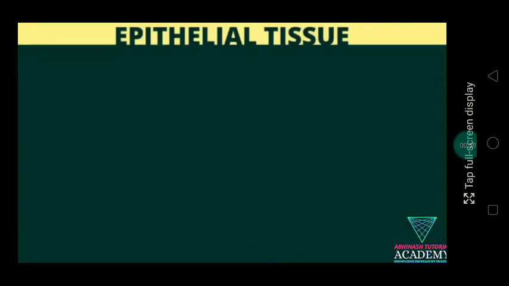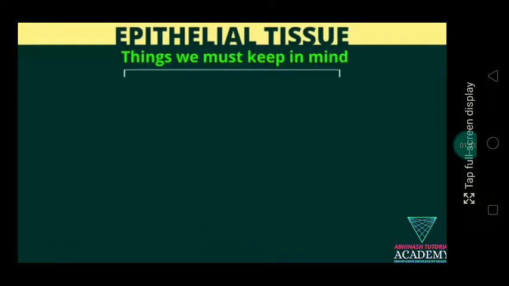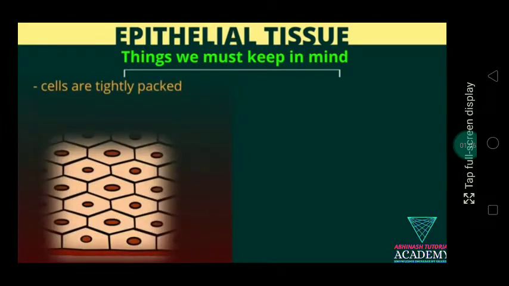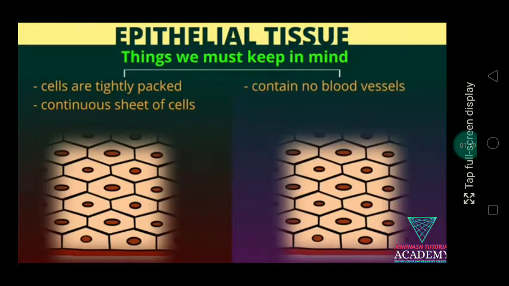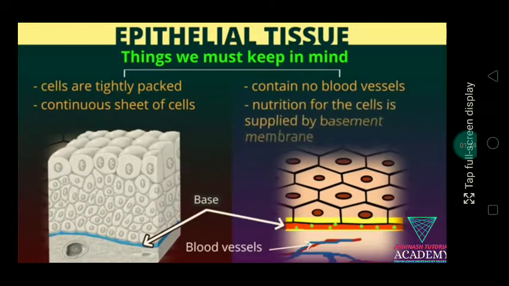About epithelial tissue, there are mainly two things you need to keep in mind. First, the cells in this tissue are tightly packed. They are stuck very close to each other, so close that they look like a continuous sheet of cells. And second, the tissue lacks blood vessels. So all the nutrition needed for these cells is supplied by a layer on which these epithelial cells lie. Now, since this layer is present at the base of all these cells, it's rightly called a basement membrane.